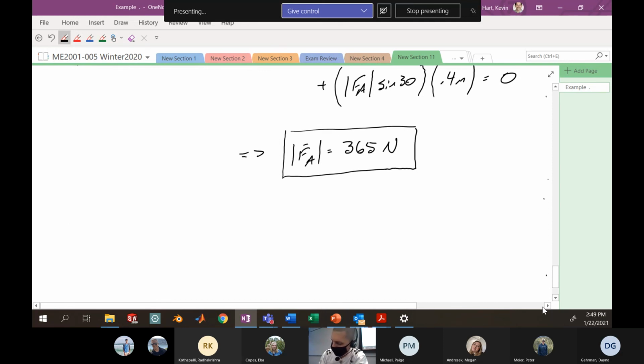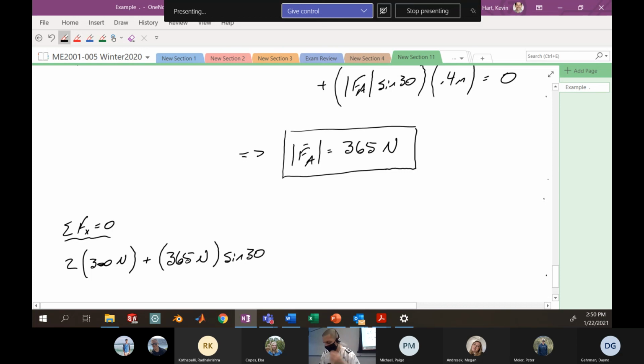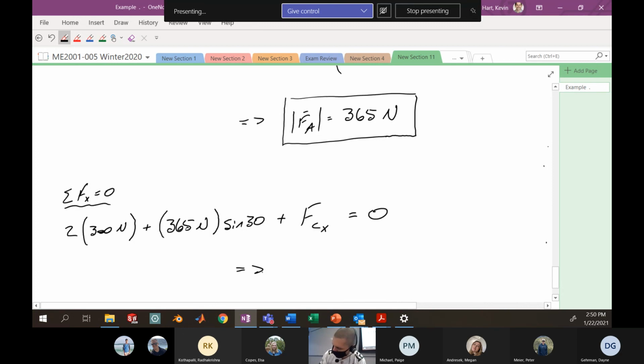The other two equilibrium equations come pretty straightforward at this point. Sum of the forces in x equals 0. We have two of those 300 newton forces, plus the contribution of this force in the x direction, which is going to be something like 365 newtons, the magnitude of that force, multiplied by the sine of 30, which is the contribution in the x direction of that guy, plus the reaction force C in the x direction. This is what I'm after with this equation. Those are all the components of the forces that act in x. Again, just algebra will get us that the force at C in the x direction is negative 783 newtons.